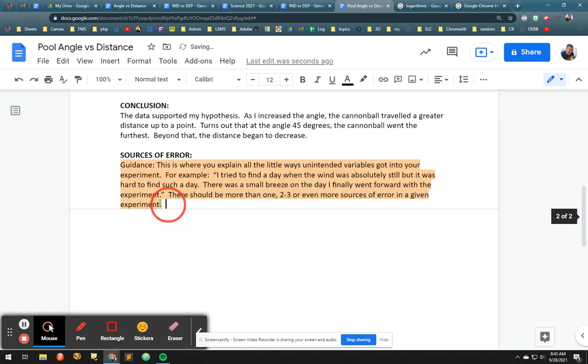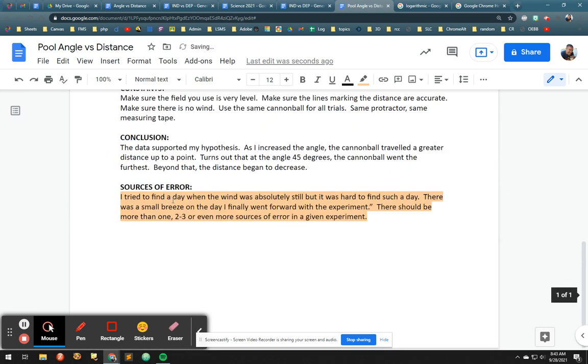So then the final thing is the sources of error, where you want to say all the little errors that got into your experiment. So, I actually gave an example, and that might be true. I'd say I tried to find a day when the wind was absolutely still, but it was hard to find such a day. There was a small breeze, blah blah.